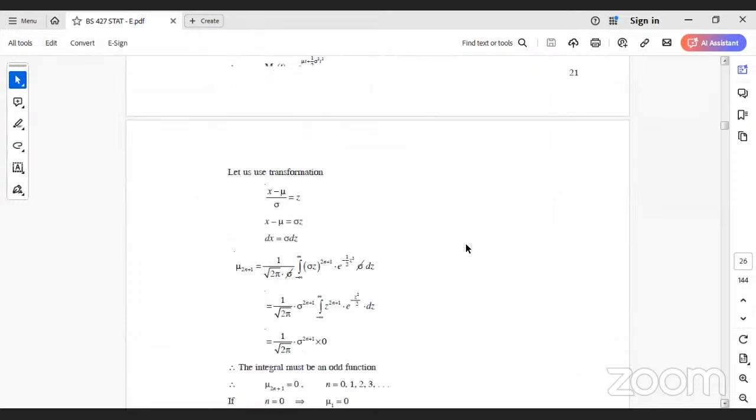Let us simplify by using the transformation (x - mu) by sigma equals z. So x minus mu is equal to sigma z, dx is equal to sigma dz. For mu 2n plus 1 we get 1 by root 2 pi sigma, integration from minus infinity to infinity of (sigma z) whole power 2n plus 1 into e power minus z square by 2, sigma dz. Sigma gets cancelled here. So we get sigma power 2n plus 1 by root 2 pi, integration of z power 2n plus 1 e power minus z square by 2 dz, and the total value of the integral is 0.